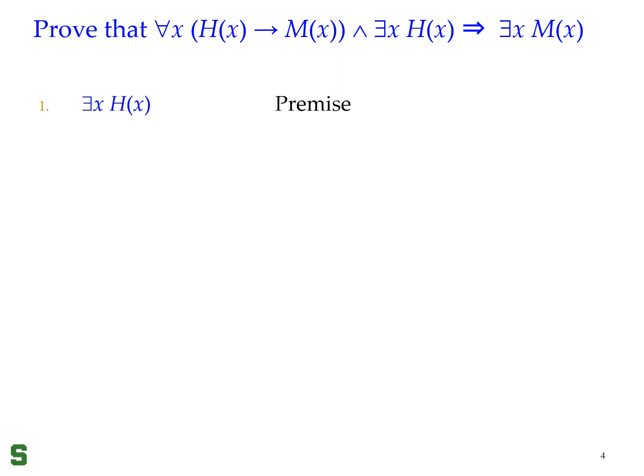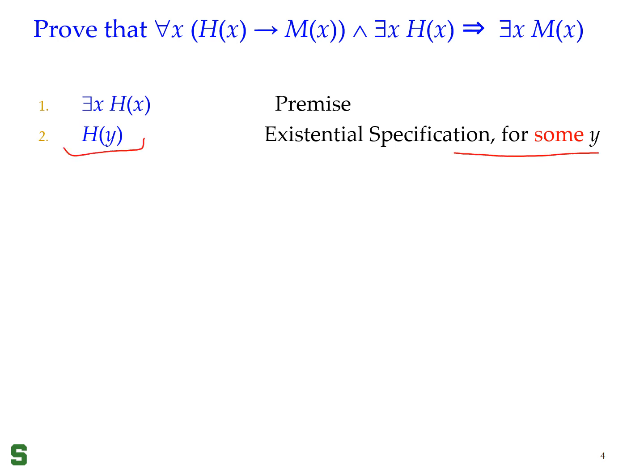Again, we are going to start, there exists x, h of x. That's our premise. Now what we're going to do is apply existential specification. So here, when we apply existential specification, we will get h of y for some y. This is the important part. So I don't know what that y is. I just know that there is some y for which this property is true. Let's continue.